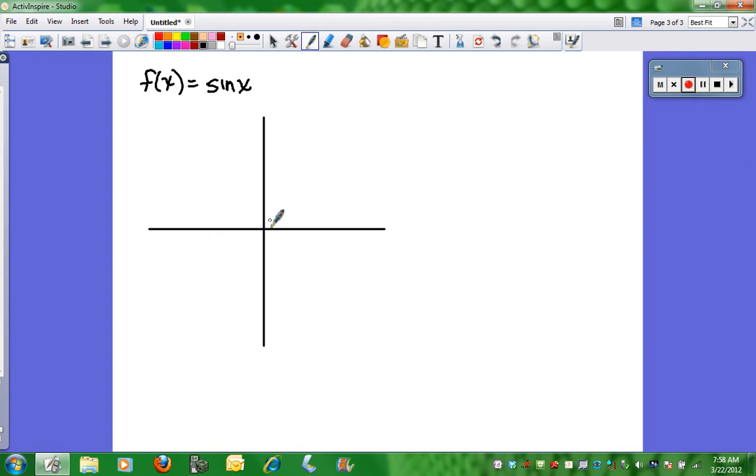We know what sine x looks like: low, middle, high, middle, low, and we're going to go this way as well. We know that one period of sine is 2 pi, so we have 2 pi out here, negative 2 pi over here. This is pi, and this is negative pi on the left side. We are going to find the area from negative pi over 2 to pi over 2.